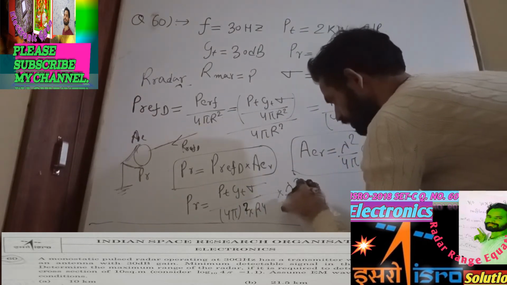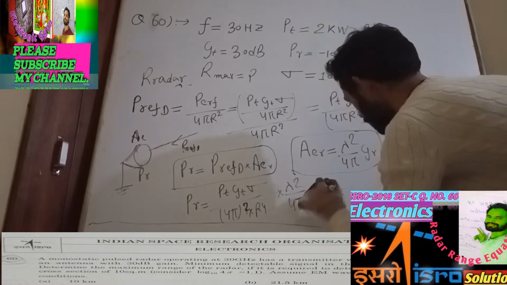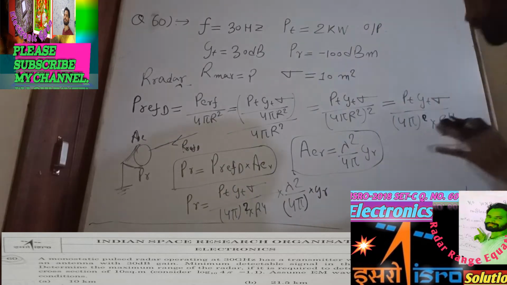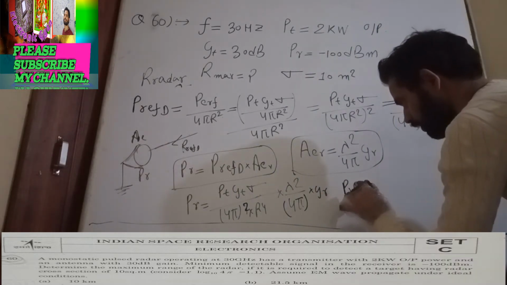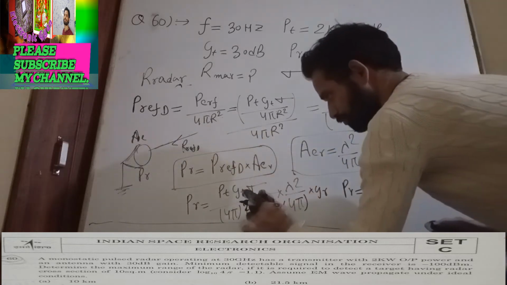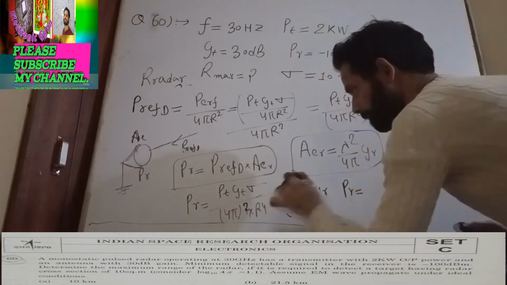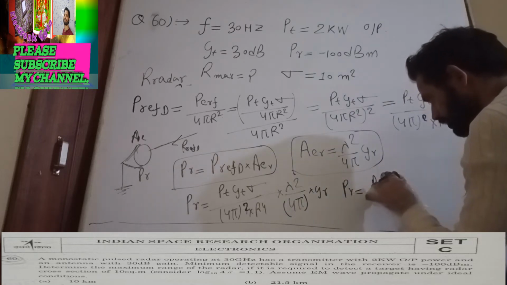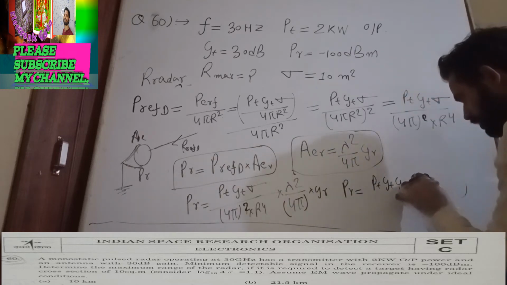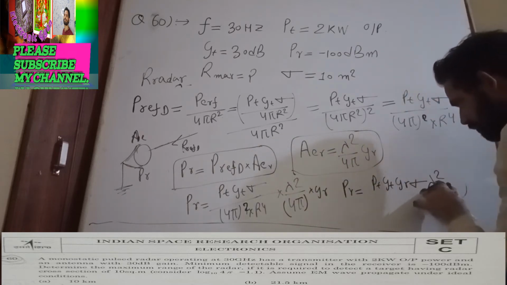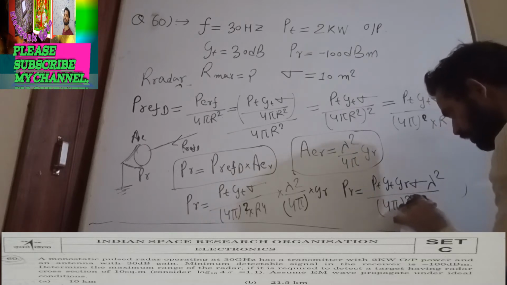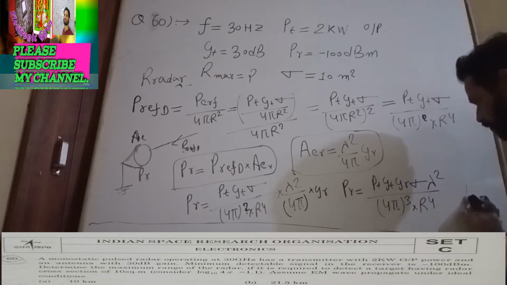Okay, so now see, this is what? Lambda square by 4 pi into 4 pi into GR. Okay, so now GR. So this is what? The received power by the receiving antenna. How much is this? If you see, it is PT GT, GR, PT GT, GR, sigma, lambda square divided by 4 pi, whole cube into R to the power 4.